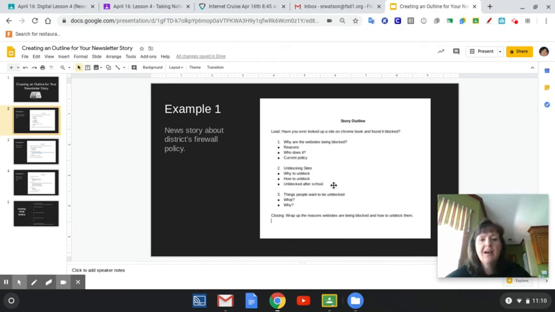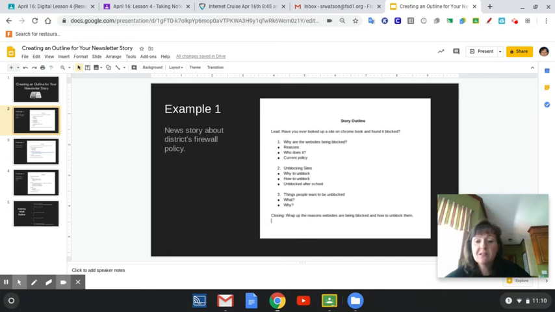Her third body paragraph, she wanted to know what things students wanted to have unblocked. So she actually did some interviews with some students and found out what types of things they wanted to have unblocked and why, and then compared that with what the district thought about those sites. And so in closing, she wanted to tell the reasons the district gave for blocking and that it was possible for some sites to be unblocked. So you'll see she used her notes to create her outline, which is going to be a roadmap for how she writes her story the next week.